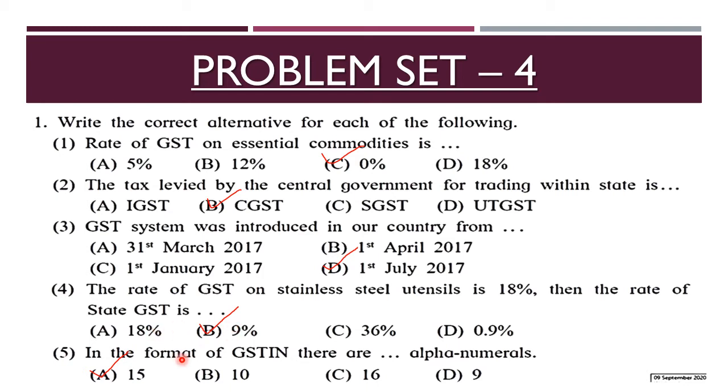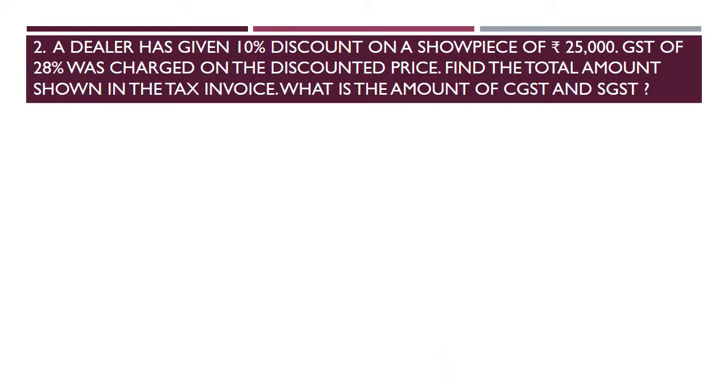Fifth, in the format of GST identification number, that is GSTIN, there are dash alphanumerals. There are 15 alphanumerals. So this also we had discussed in our introductory video. So please go through the video to find these answers. Okay, so that's all with the multiple choice questions.